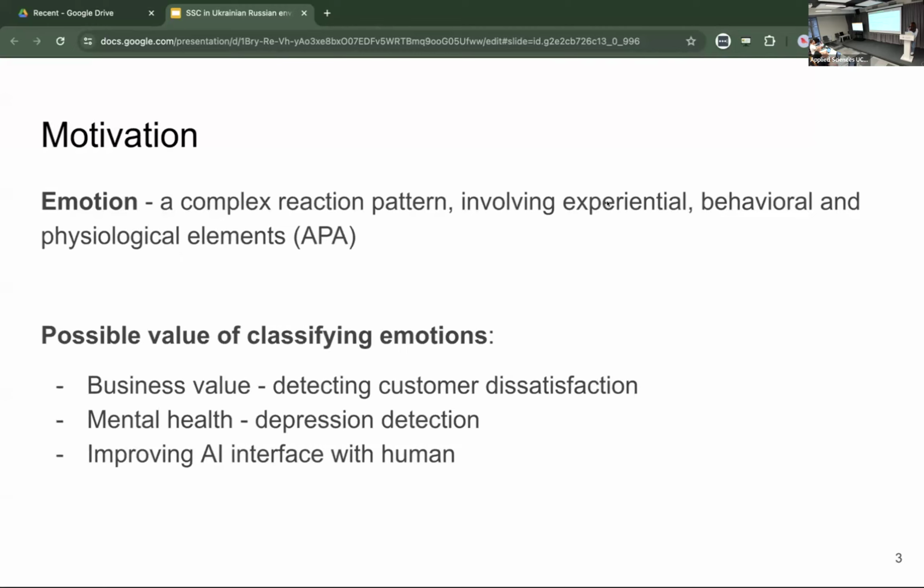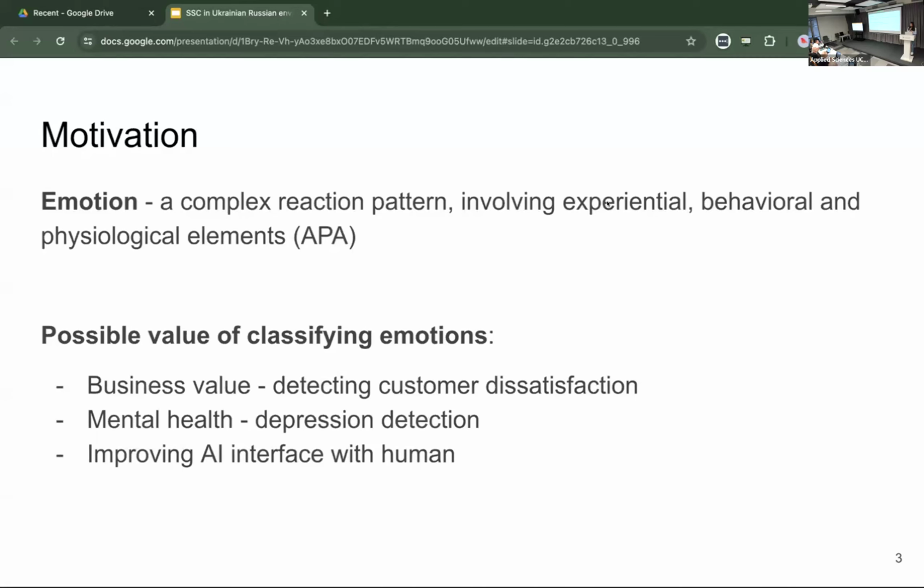In this thesis, we were working with emotion, a component of human speech. According to the American Psychological Association, emotion is a complex reaction pattern involving experiential, behavioral, and physiological elements. That means that human emotion defines the behavior of the human, and it provides feedback of how a human reacts to the world. So studying, understanding and classifying human emotion may provide valuable feedback to various fields.